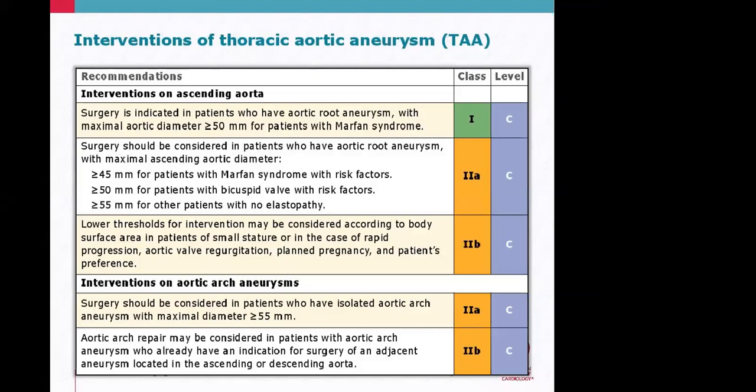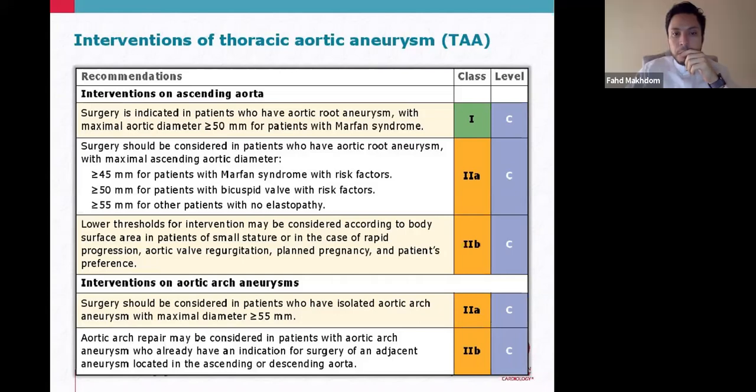If there is an increase in the rate of more than 0.5 per year, we have to intervene. And regardless of the size, if the patient is symptomatic or has a complication, we have to intervene. What kind of complication?